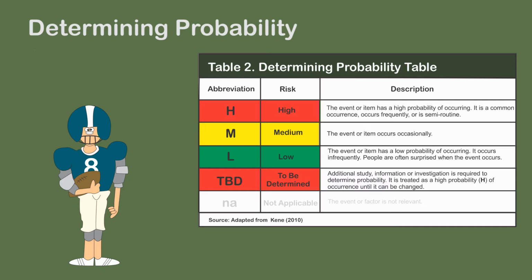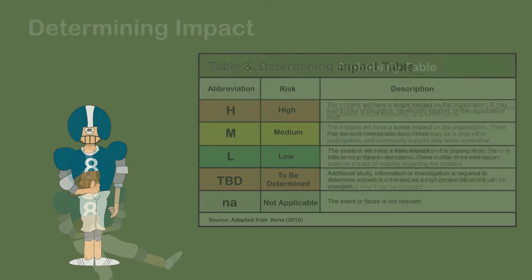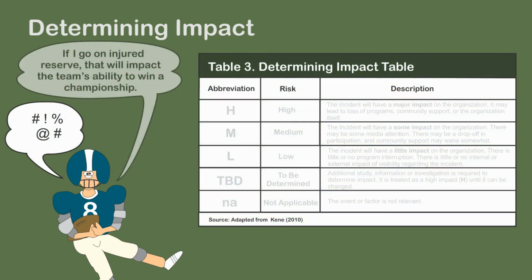If the probability is not determined, rate it as high. This prevents underrating a risk that may eventually be rated high. Impact relates to how the injury, damage, or loss affects the organization. It is not to be confused with the impact to the victim.